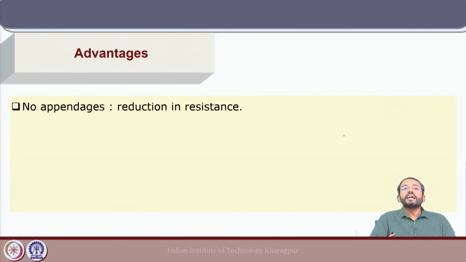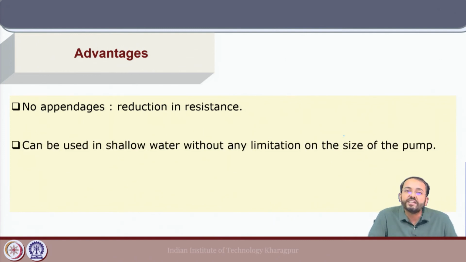Now, if we look at the advantages, the first advantage mentioned here is we do not require any appendage, because the entire water jet system is housed within the stern of the ship. So, there are no appendages like brackets or other structures which are otherwise required for conventional propellers. If there are no appendages, that reduces the resistance, as appendage resistance plays an important role in the total resistance of the ship.